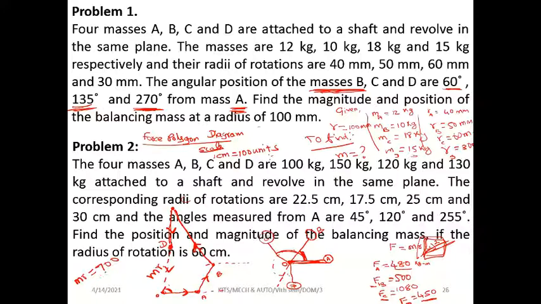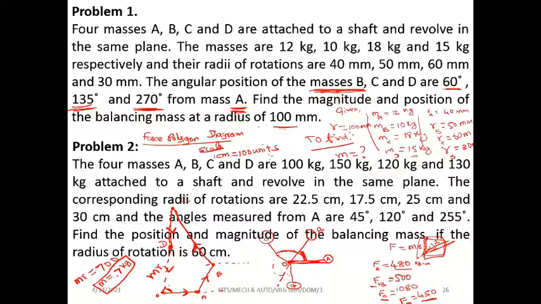From the force polygon diagram we are getting this value. MR equals, I'm just guessing, you might get 500 to 1000. You will get some value. Now, what is the radius value? The radius of the resultant force is 100 mm. So M equals 700 divided by 100. What will be the answer? The answer will be 7 kg. 5 kg to 10 kg, you will get some answer.